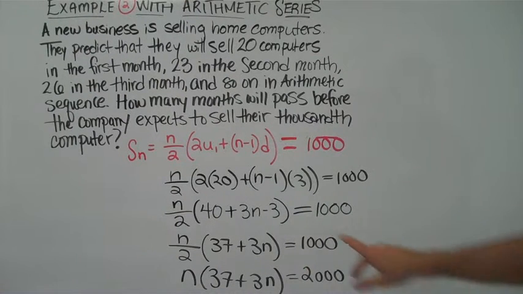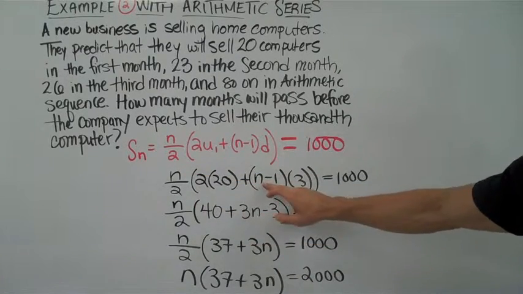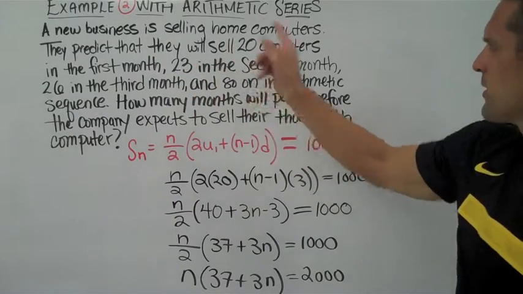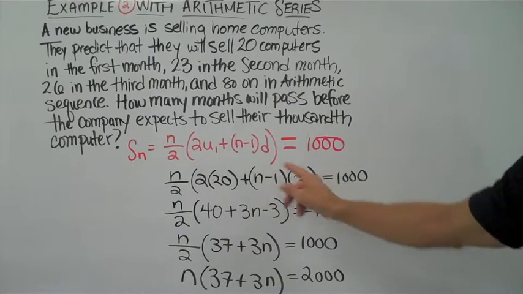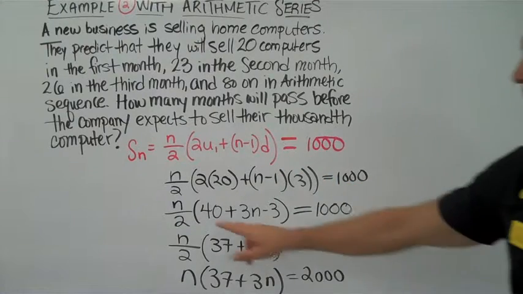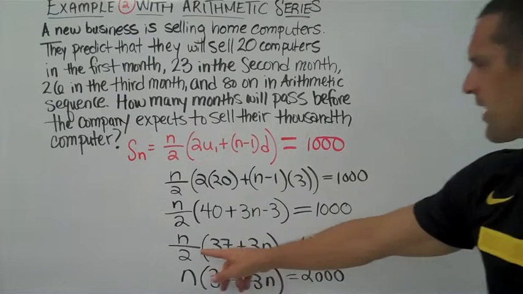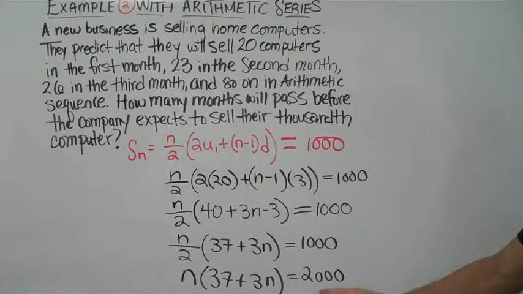I know my first term is 20. I don't know how long it's going to take. I don't know how many months it's going to be. But I do know that I'm going from 20 to 23 to 26. So my d is 3. When I distribute out this 3 and then multiply both sides by 2 to get rid of that fraction. First I distribute and then I multiply by 2. Eventually I get n times 37 plus 3n is equal to 2,000. I got rid of that 2 by multiplying by 2 on both sides.